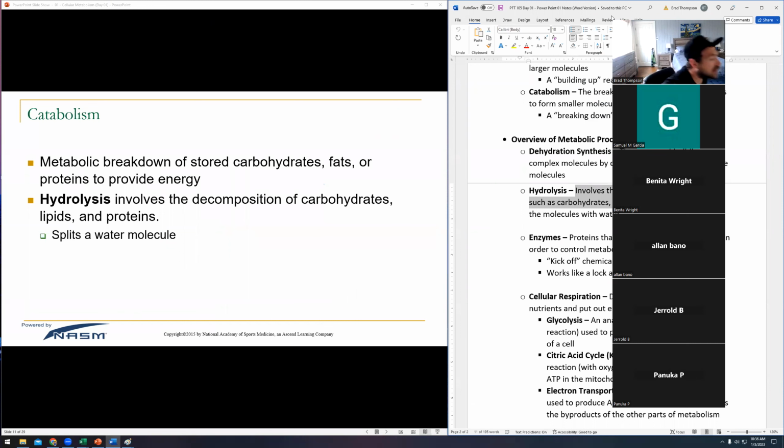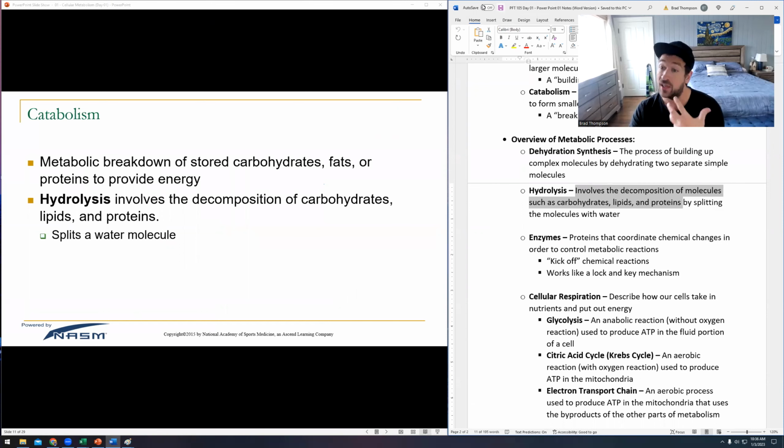So now, not only do we need to be able to pull water out to make stuff, we also need to be able to shove water in order to break up stuff. That is how we have catabolism. And that's why water breaks up stuff when you leave it in a place for so long. You put a piece of bread in water, eventually it all breaks down.